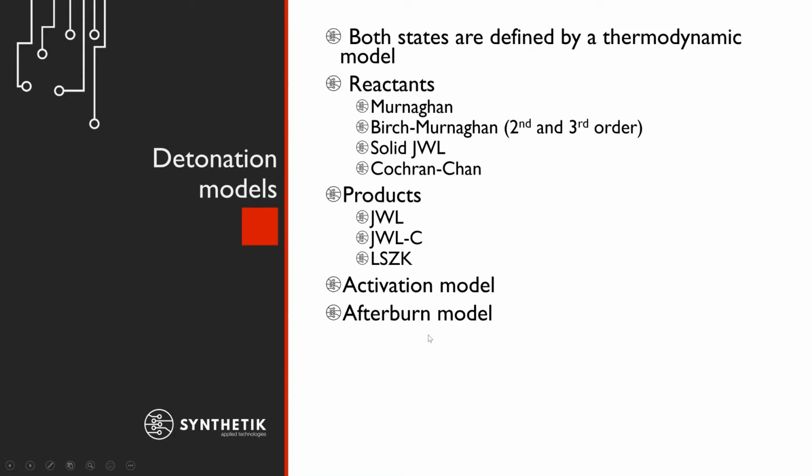And then lastly, we have the products. So this is the reactant product phase. And so we have the JWL-C form, which does not have contribution from internal energy. And then the LSEK, which is sort of a modified stiffened gas equation of state. There's an exponent in, I believe it's density. Yeah, those are the available ones right now. Always working on more. And then you have to specify the activation model and the afterburn model. So the afterburn model is optional.